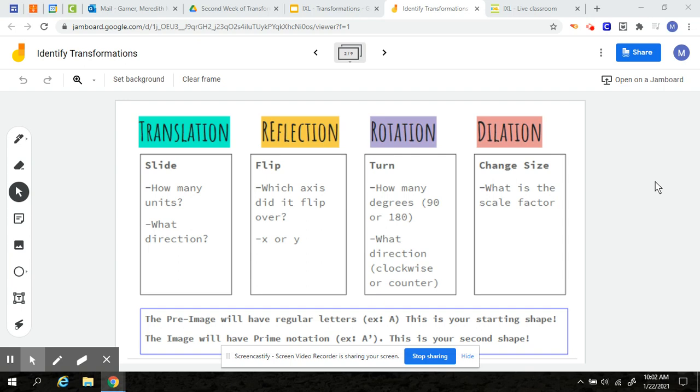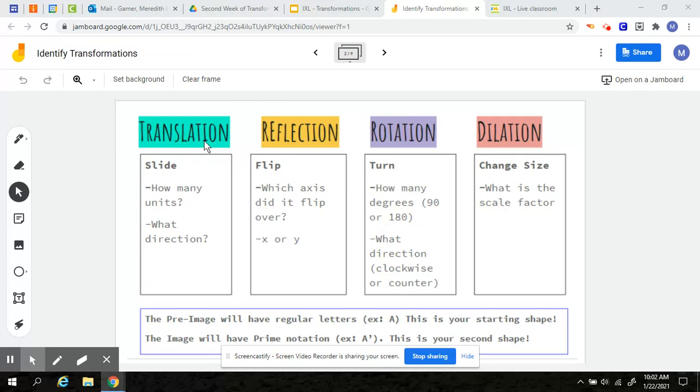Hey guys, this video will go over how to describe your transformations. On this first slide, you will see that we have the four transformations, and it gives a brief synopsis of what each means, plus what you need to answer in order to describe it.